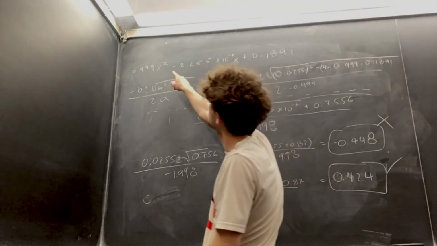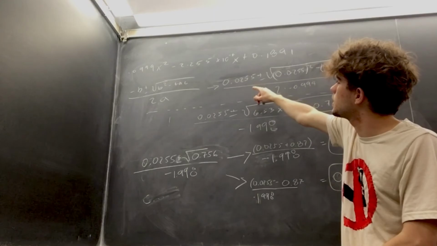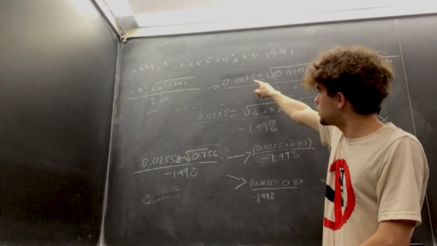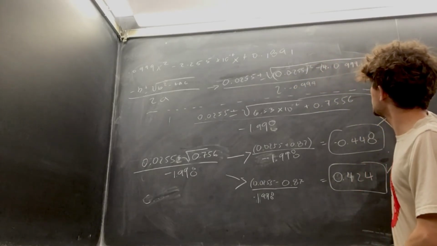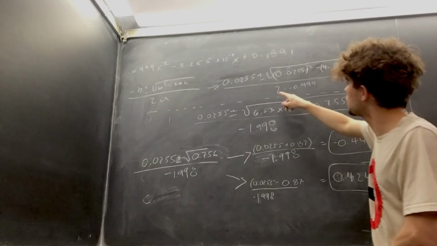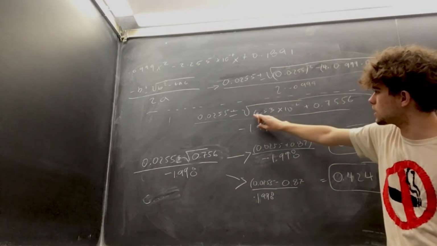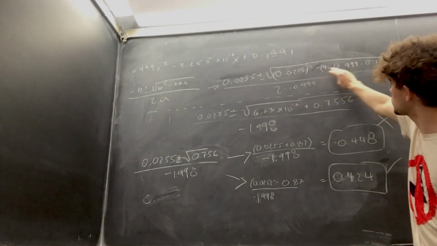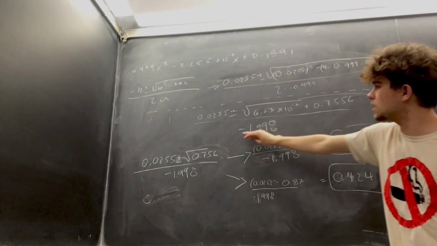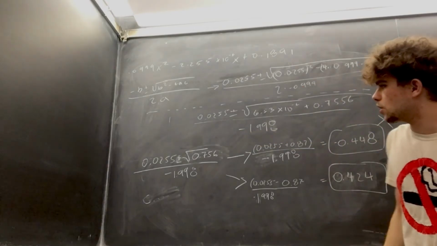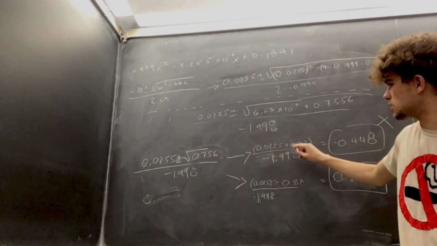Alright, with our ax squared plus bx plus c format equals 0, we can plug that into the quadratic equation and get negative 2.55 times 10 to the negative 4th plus or minus the square root of 2.55 times 10 to the negative 4th squared minus 4 times negative 0.999 times 0.1891 over 2 times negative 0.999. Alright, and we can simplify this. If we square that, we get 6.53 times 10 to the negative 4th. We multiply all these together, we get 0.7556. If we multiply 2 times negative 0.999, we get negative 1.998. And if we add these two values together, we get 0.756. We take the square root of 0.756, we get 0.87.